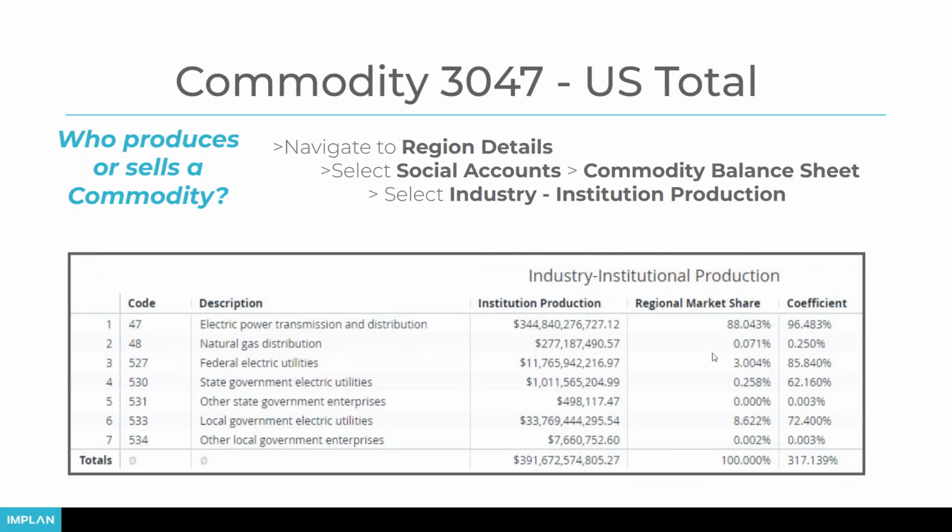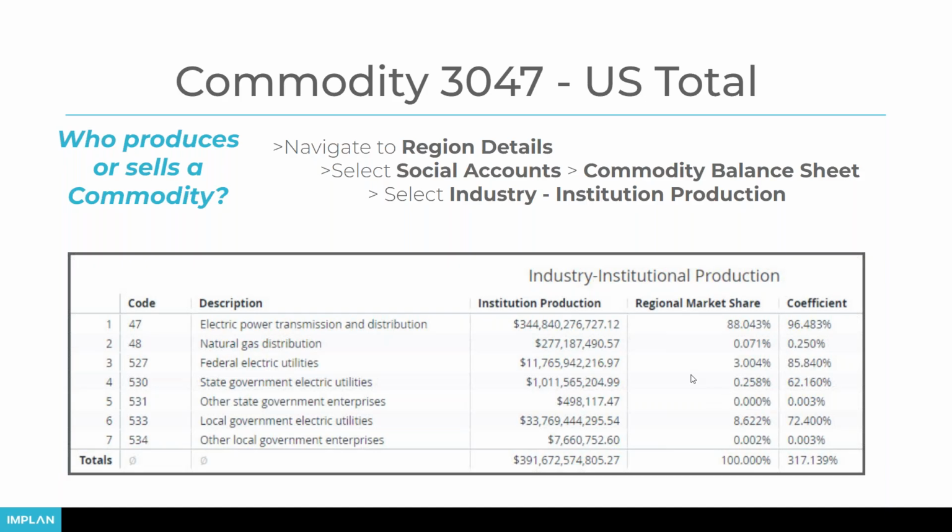Moving on to the next one is commodity 3047. So this is the transmission and distribution one. Again, you would navigate to the same part of the screen in the region details to see who produces that. As we can see, it is primarily produced by Industry 47. They have 88% of the market share, meaning they produce 88% of that total supply in the region.